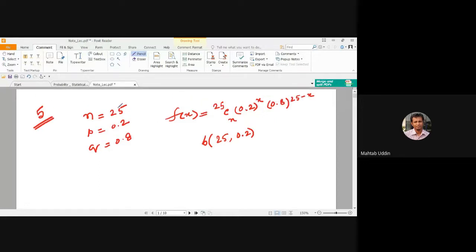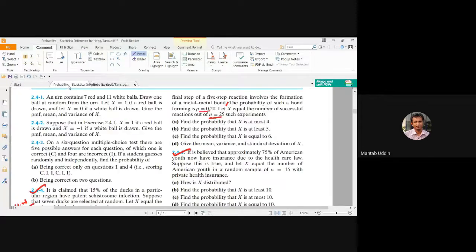Now, what do they actually want? They ask to find the probability x at most 4, the probability x at least 5, the probability x equal to 6. So 4, 5, 6. Many things we need. We have to find the mean, variance, and the standard deviation.